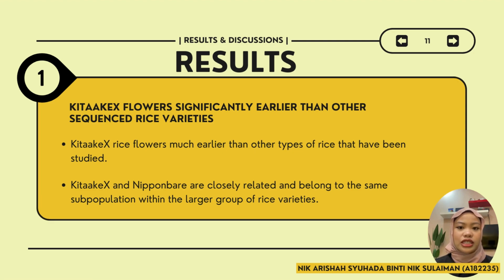To understand the relationship between KITAAKEX and other rice varieties, a phylogenetic analysis was performed using data from a study that examined the population structure and diversity of 3010 rice accessions. It was revealed that KITAAKEX and Nipponbare are closely related and belong to the same subpopulation within the larger population of rice varieties.